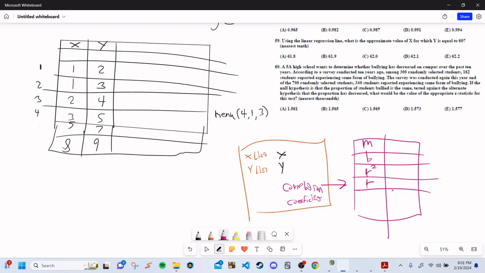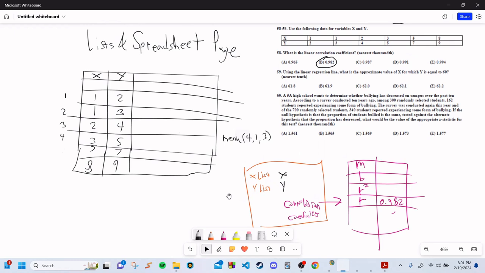And so that value came out to 0.965. And so, oh wait, my bad. That's the correlation. That's the coefficient of determination. It comes out to 0.982. Okay, and so that's going to be your answer. That's answer choice B. So know how to work with your list spreadsheets page.